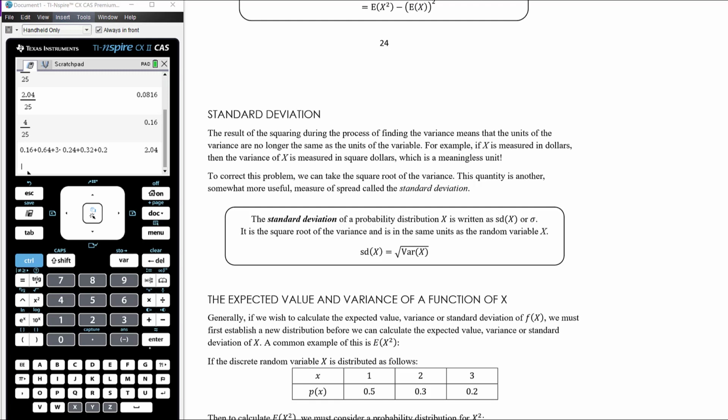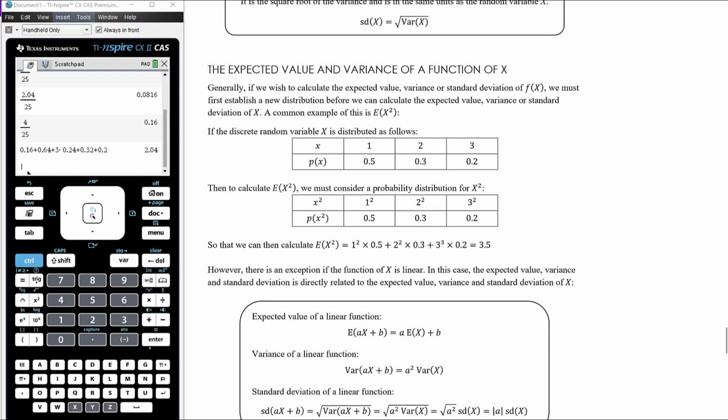That is another, somewhat more useful measure of spread, which we call the standard deviation. The standard deviation is in the same units as the random variable, and it is giving you the average distance of each piece of data from the mean. So it's a more direct measure of spread, and you can get some context around what it actually means and what it's telling you.